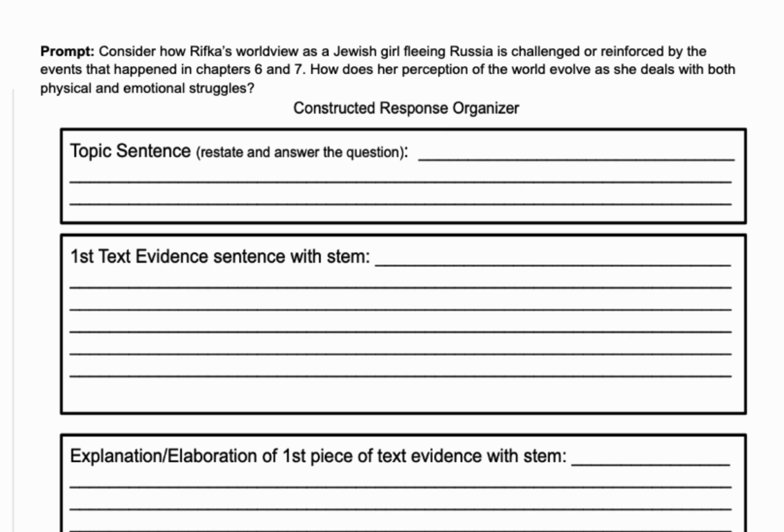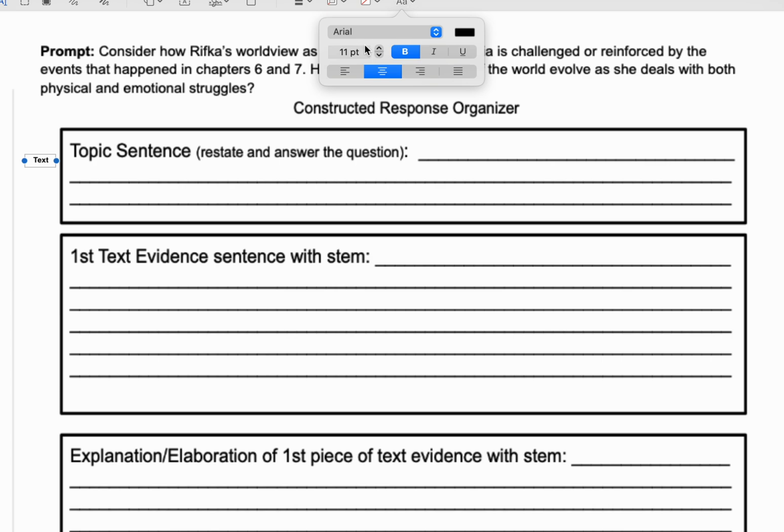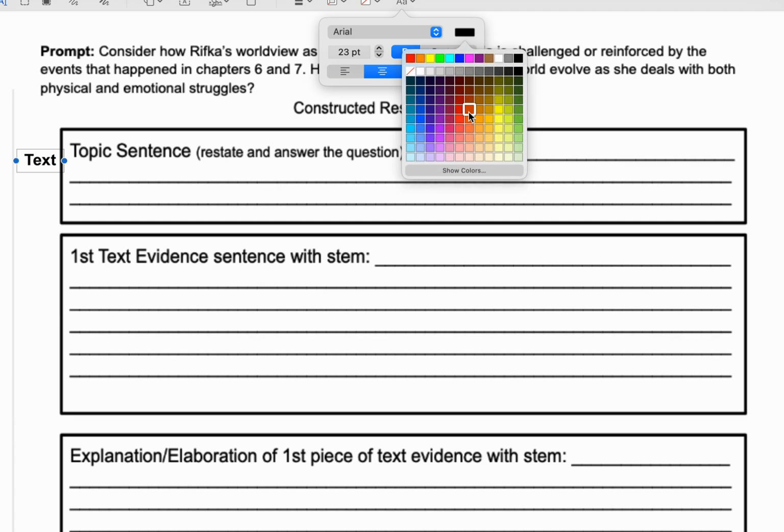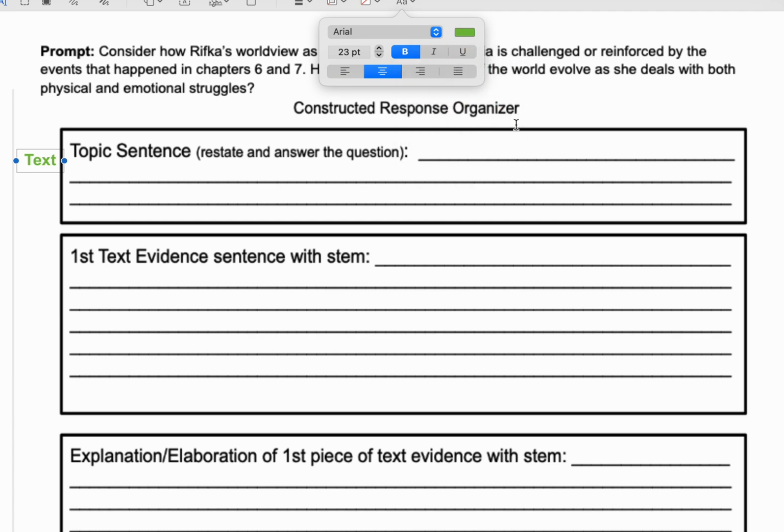Okay? So whenever we are writing these constructed responses, sometimes we will ask you to use different colors to make sure that you have each piece of it. And when we do that, we are always going to ask you to use green for the topic sentence and conclusion. We're going to ask you to use yellow for the evidence, which is when we slow down and provide evidence from the text, okay?